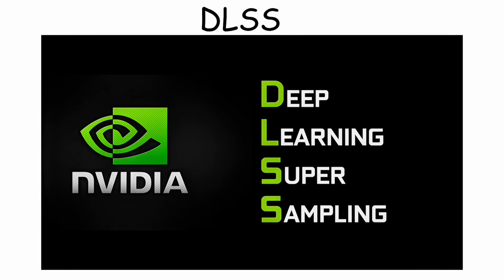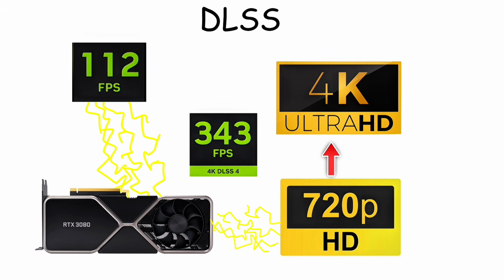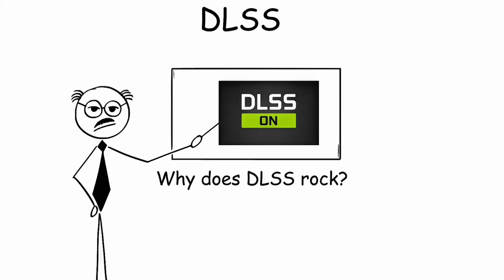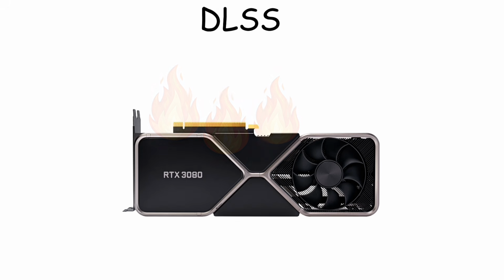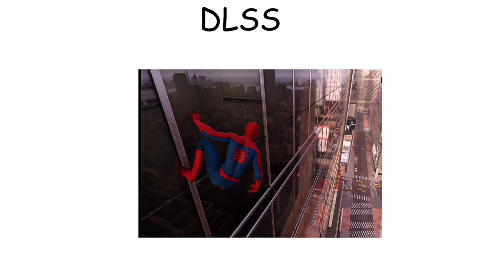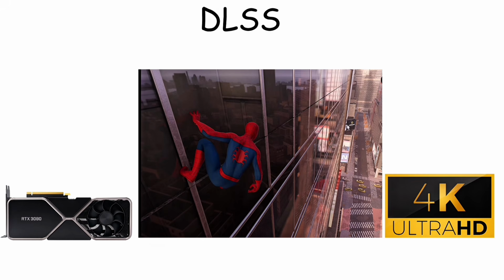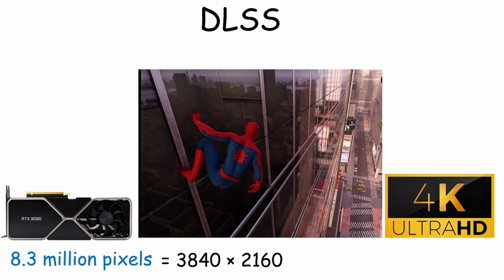DLSS, or Deep Learning Supersampling, is a graphics feature made by Nvidia that upscales lower-resolution game images in real time to deliver sharper visuals and higher frame rates. To understand why DLSS is necessary, you have to look at the sheer amount of work your hardware is doing. For example, when you play a game at a native 4K resolution, your graphics card is responsible for rendering roughly 8.3 million pixels for every single frame.